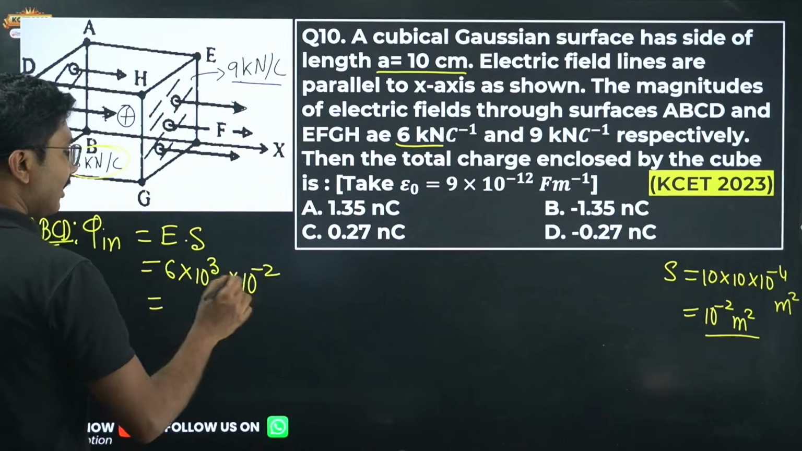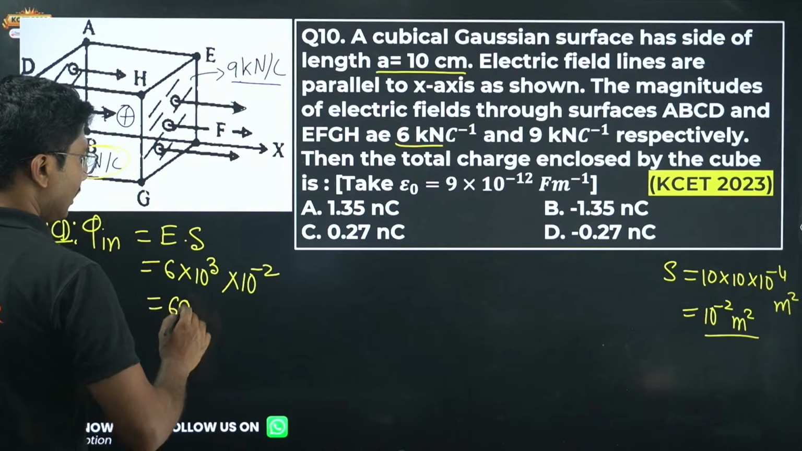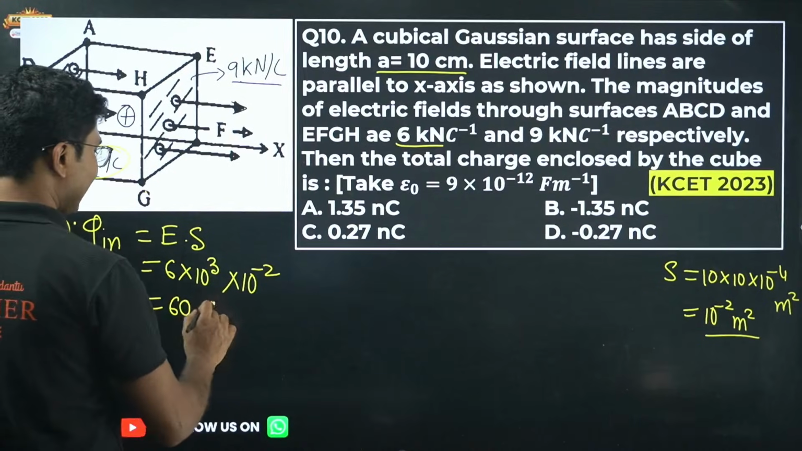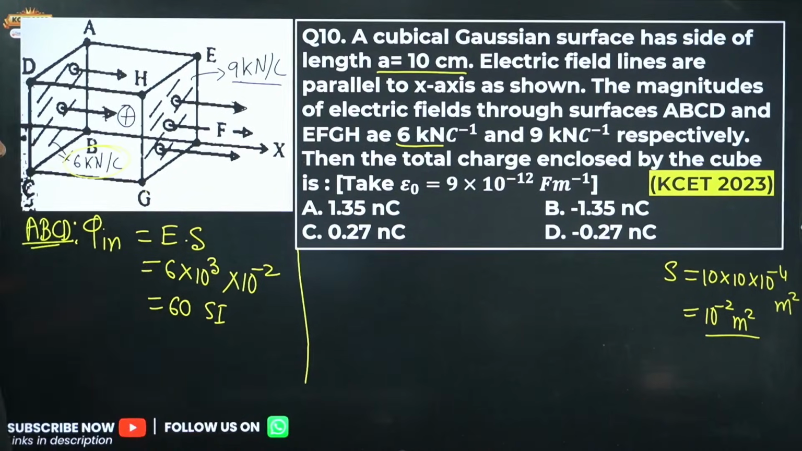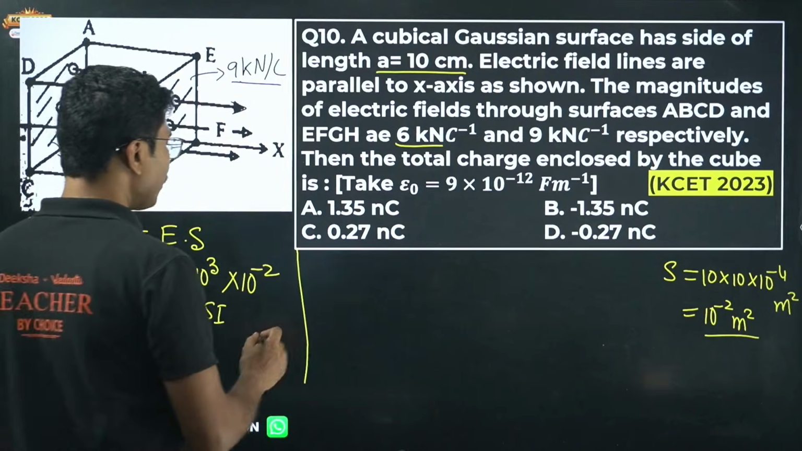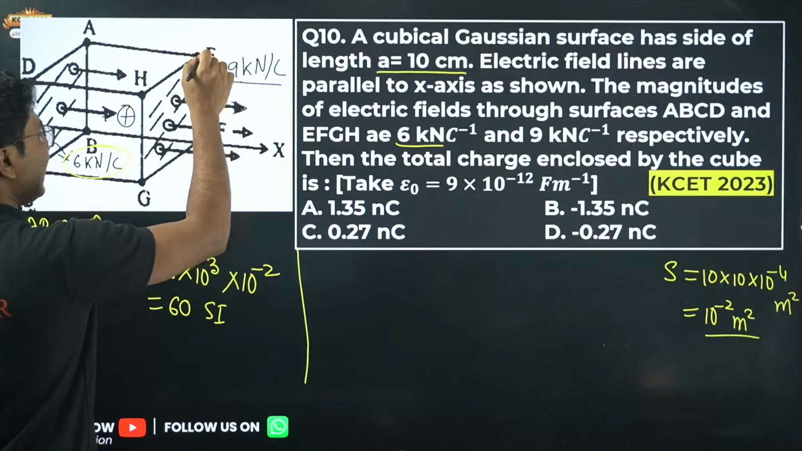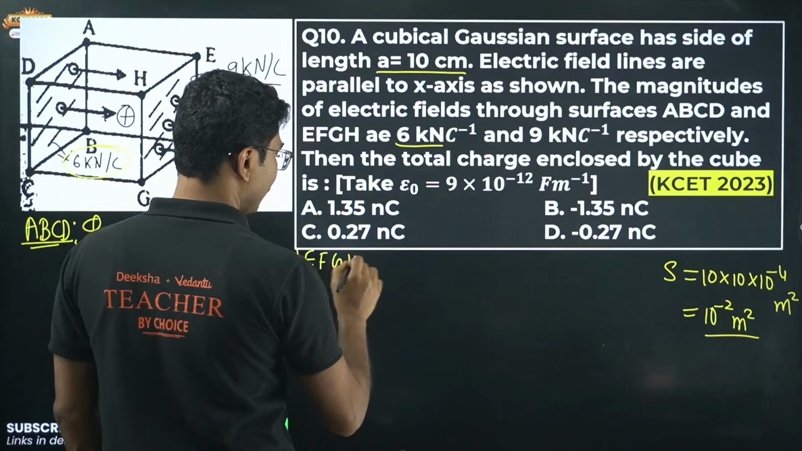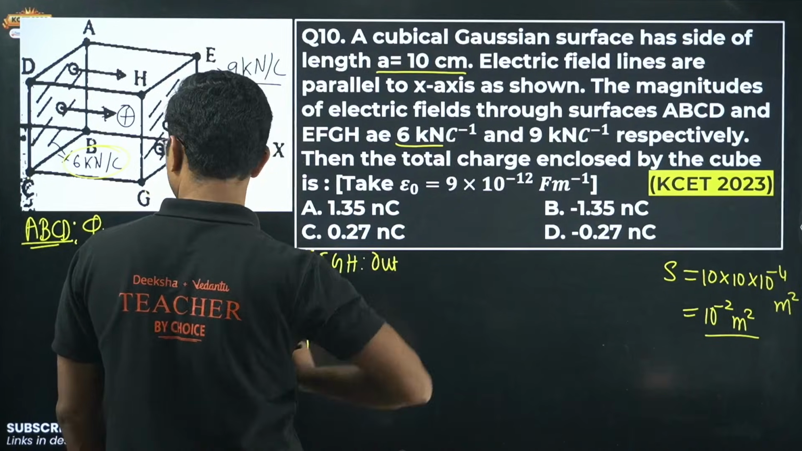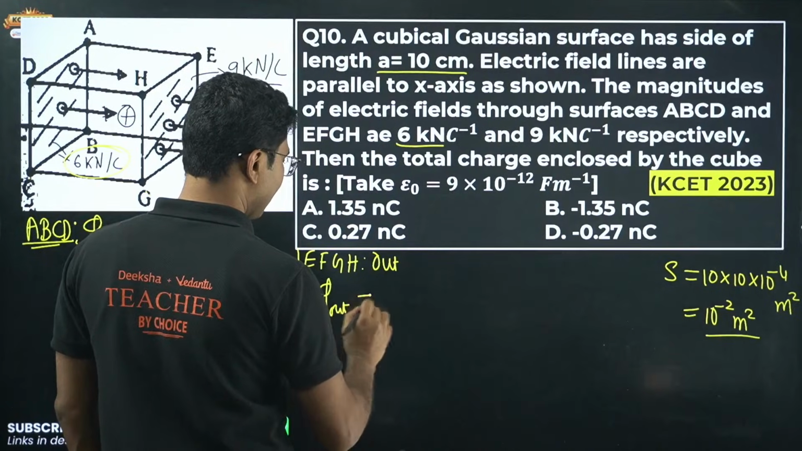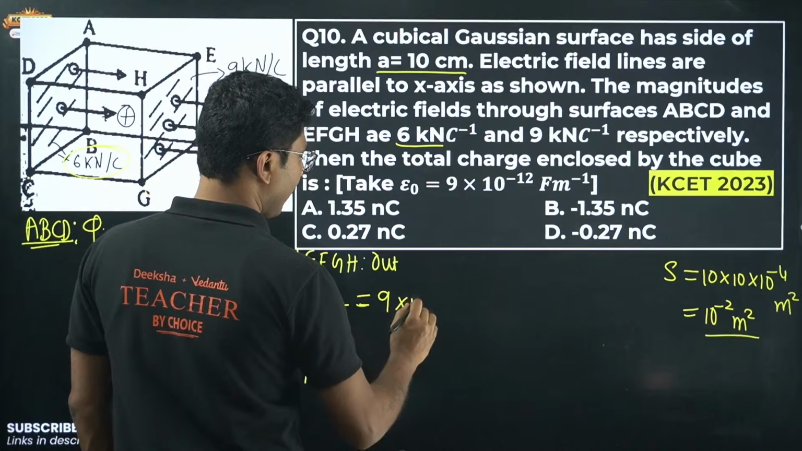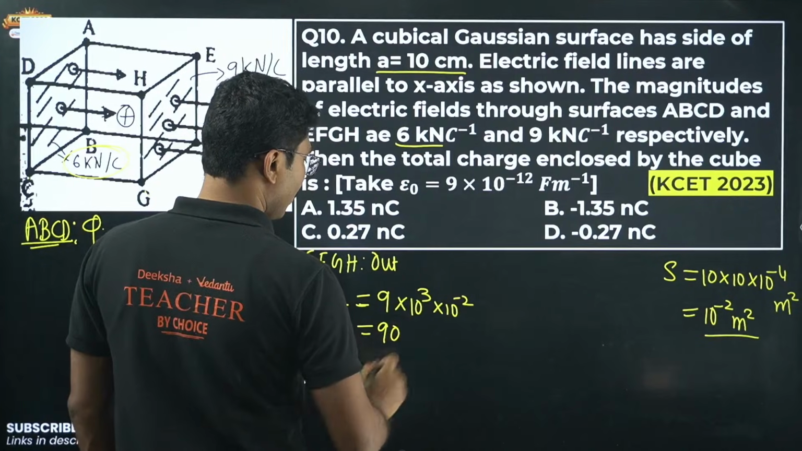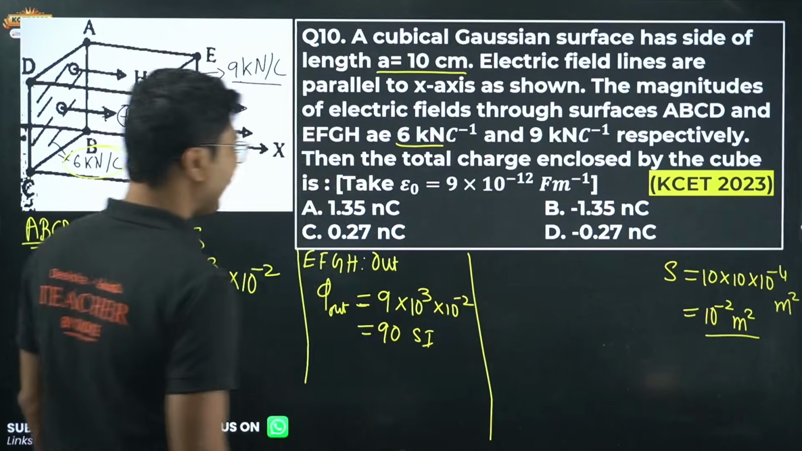So from here it will be 60 kilonewton meter square per coulomb. This is the incoming flux. Unit is not important because you are solving for KCET. What is the outgoing flux? Outgoing flux is for surface EFGH. That is phi out, and it is given by 9 into 10 to the power of 3 into 10 to the power of minus 2. The area is the same, so it is 90 in SI units. So we have calculated the incoming and outgoing flux.